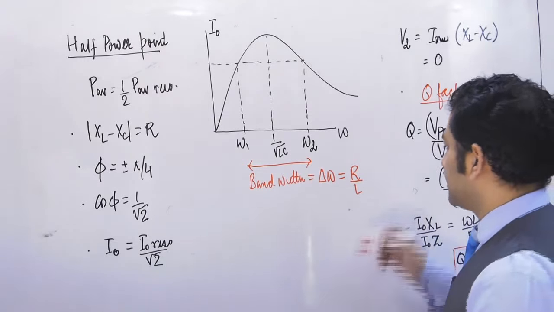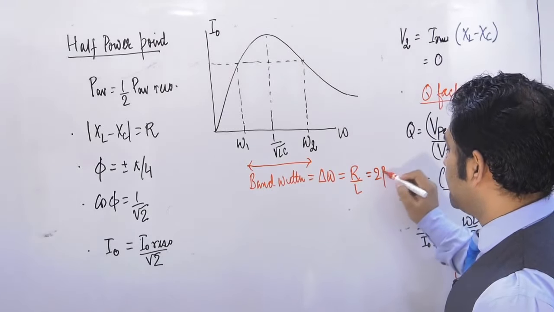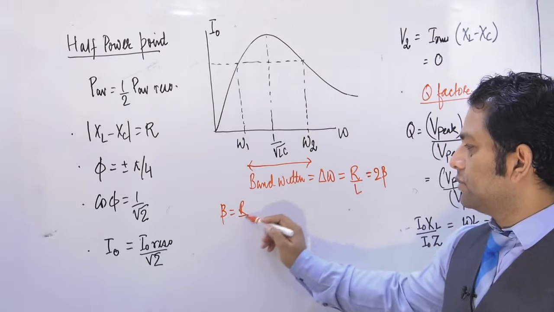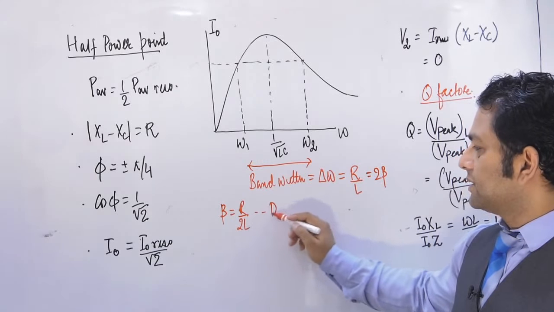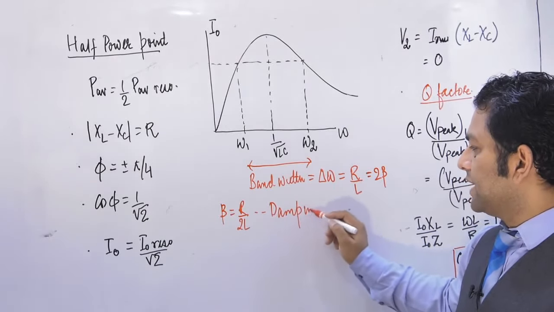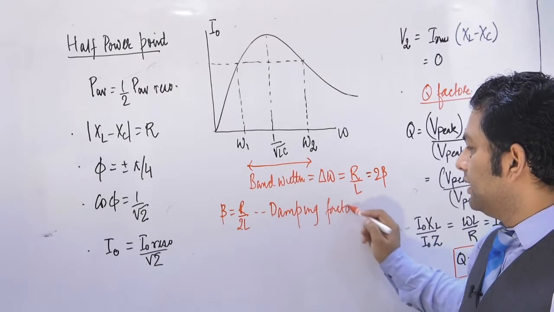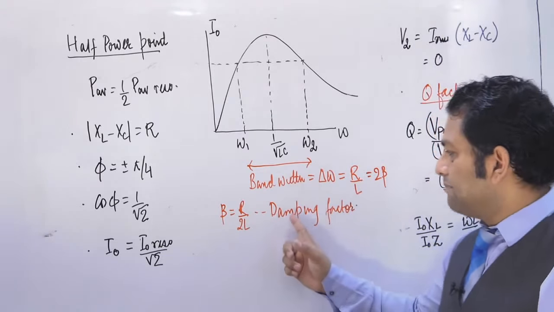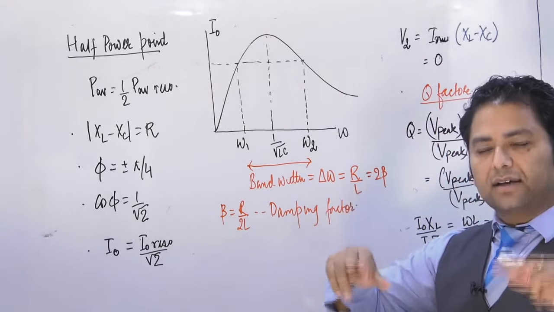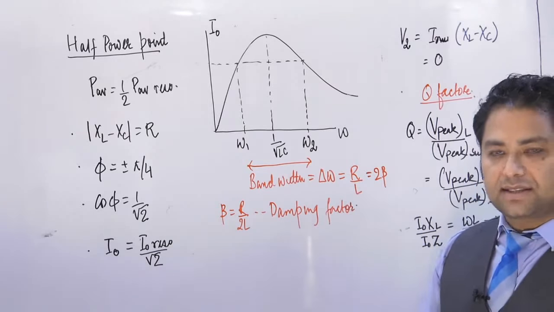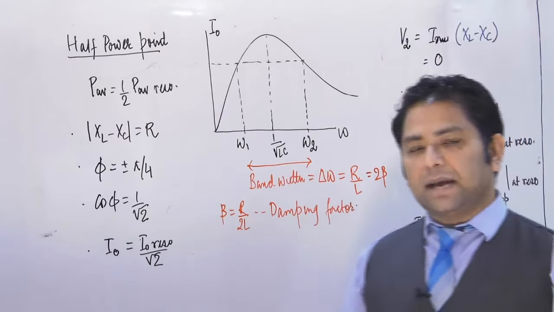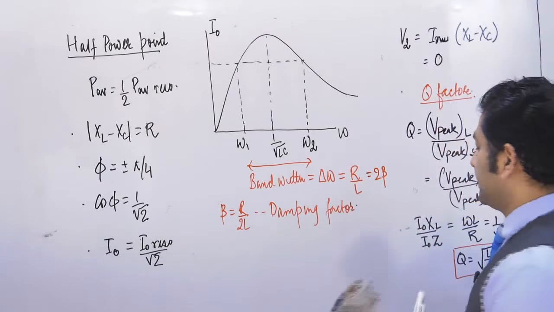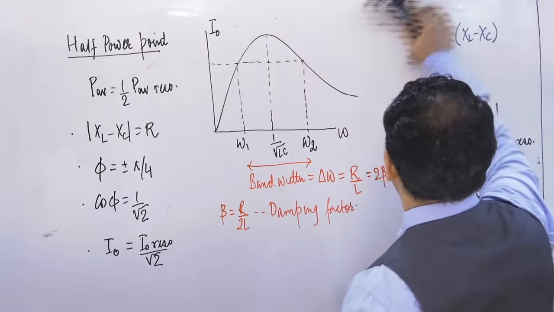And many times it's also represented as twice beta. And what is beta? That is very simple. Beta is equal to R by 2L, and that is also called the damping factor of an alternating circuit. Damping means the resistance value decreases, attenuates the signal, so that's called the damping factor.